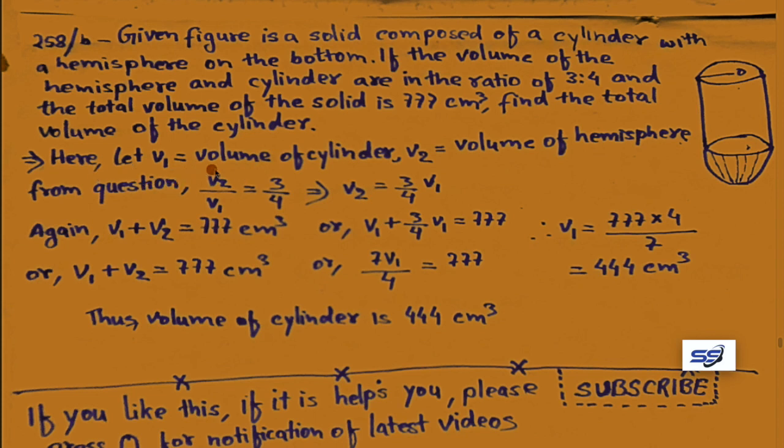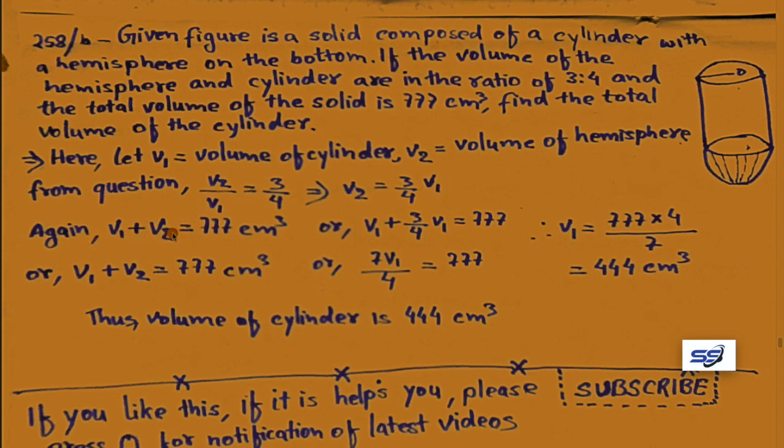Now here, let V1 equal volume of cylinder and V2 equal volume of hemisphere. In this figure, we'll assume certain things. Here let V1 be volume of this cylinder, and V2 be the volume of hemisphere. This is the hemisphere. Now from the question, the ratio is 3:4. Now V2 upon V1 equals 3 upon 4, so V2 equals 3 upon 4 into V1.